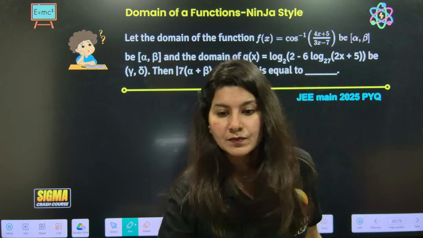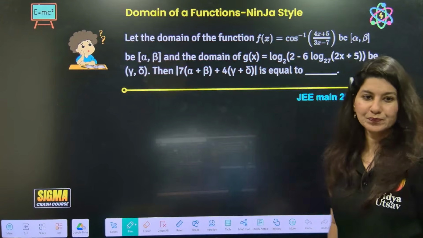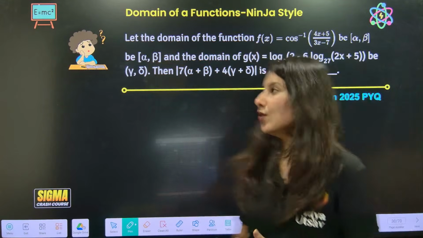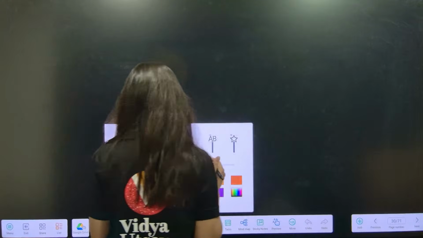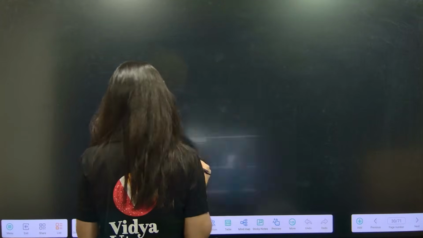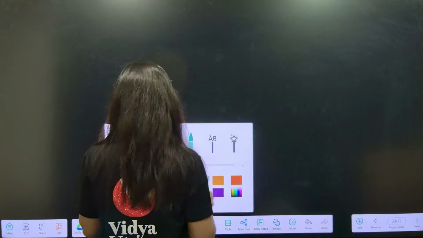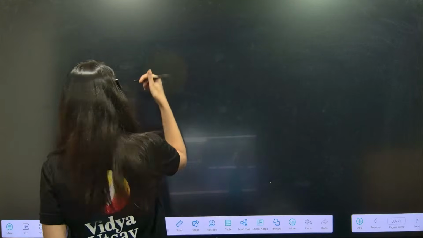Okay. Yes. Okay. So now let me tell you the ninja technique behind inverse trigonometric functions. Okay. Suppose you will get such a question, you will get this ninja technique.